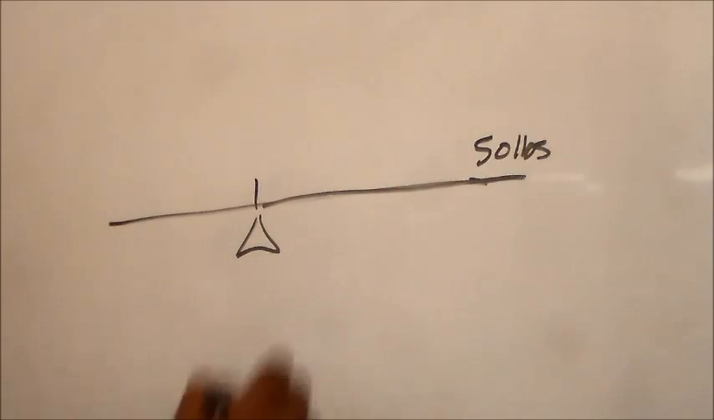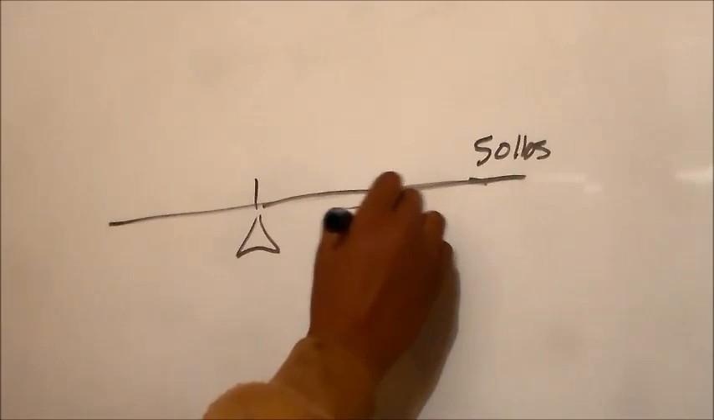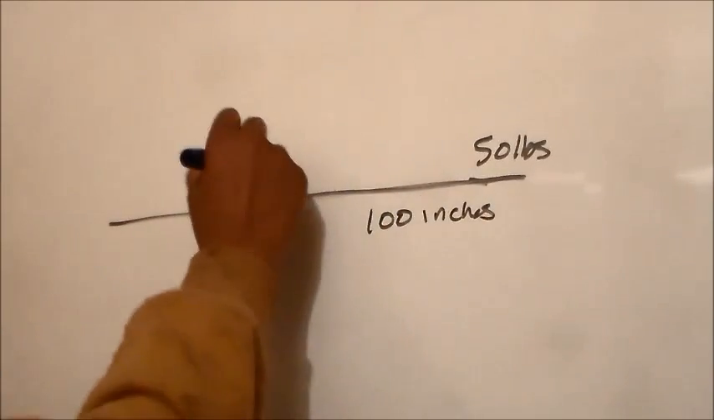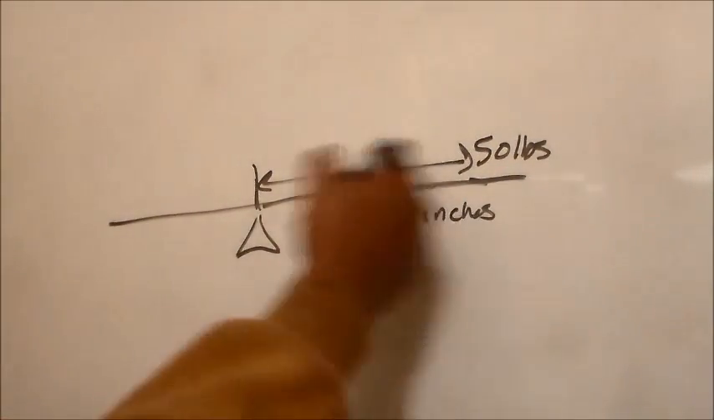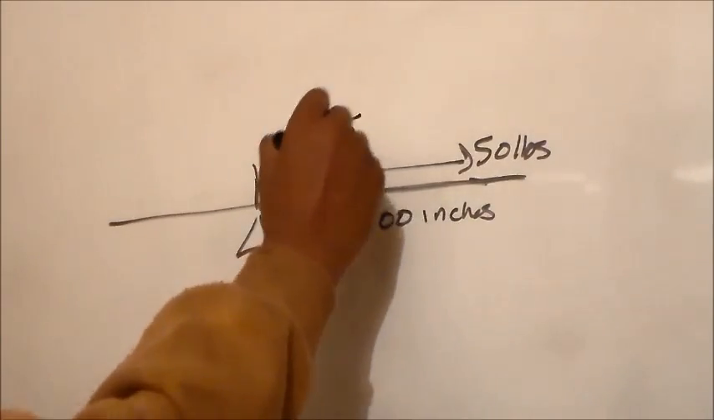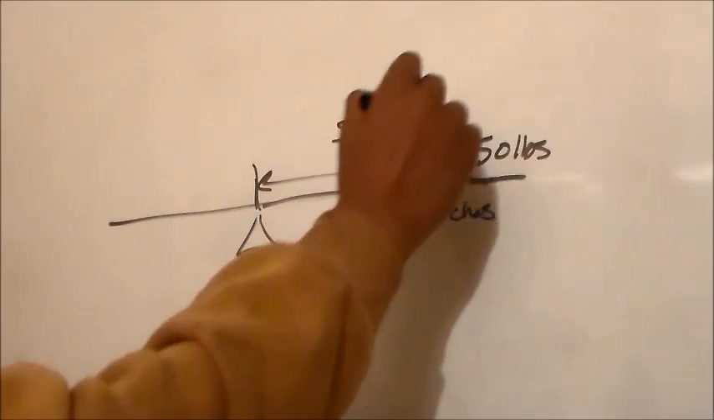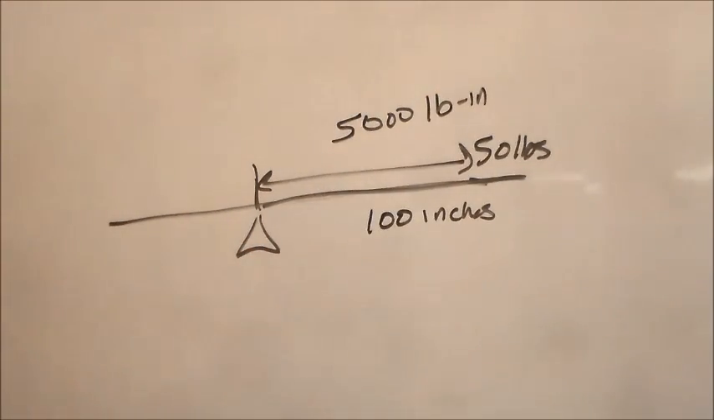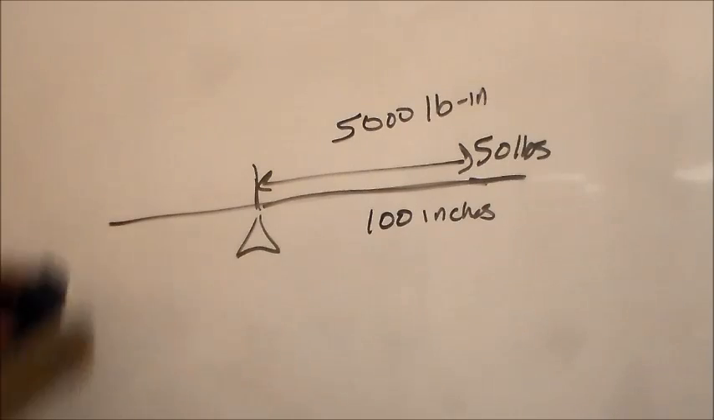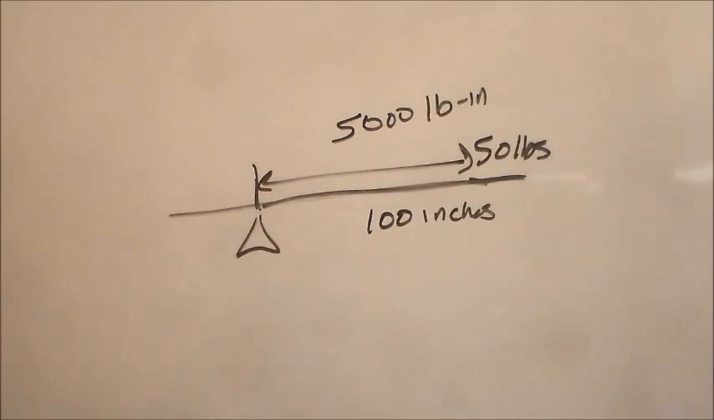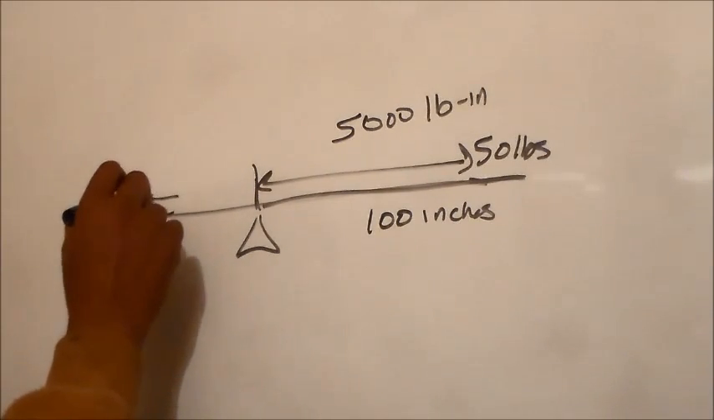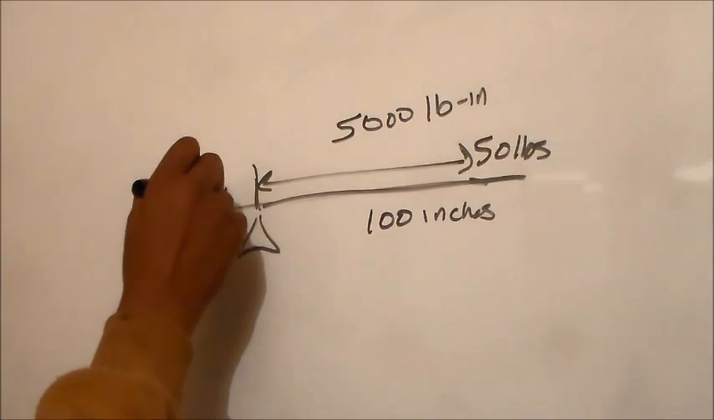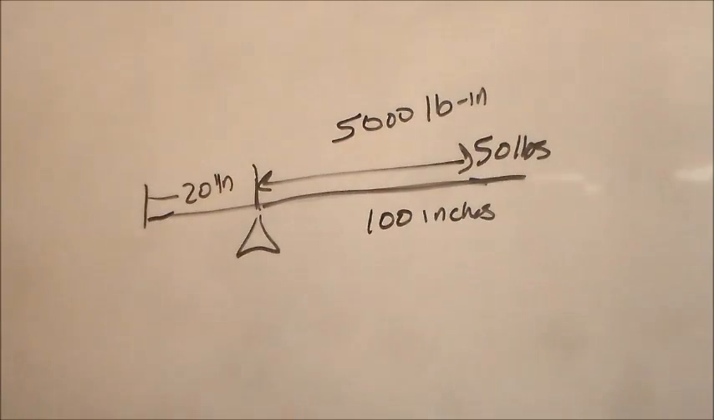So the little brother's 50 pounds, and he is 100 inches from here. 100 inches, right? 50 pounds. Then his load moment would be exerting 5,000 pound inches. Okay? And let's say the big brother is only 20 inches from the reference point. How heavy would this guy have to be to keep this balanced?